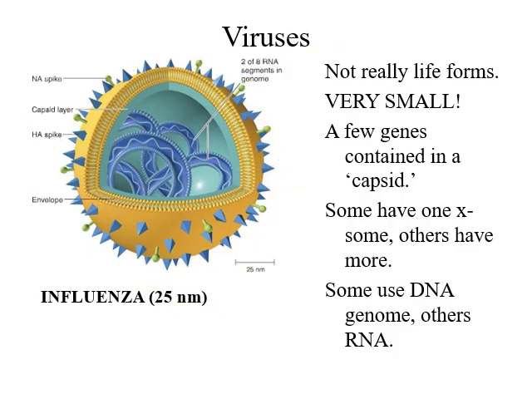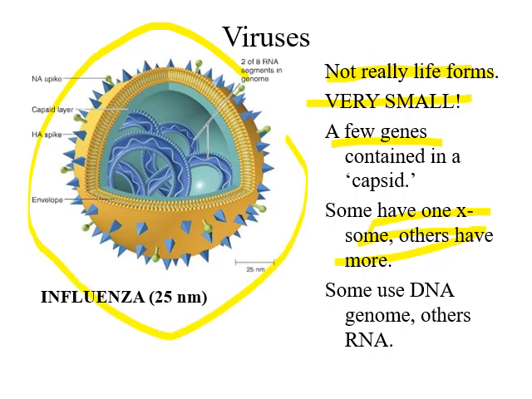Okay, so viruses are not really forms of life. They're just a few genes contained in a capsid. They are very small, in the nanometer range. They contain only a few genes generally in the capsid. Some of them have one chromosome, right, and others have more. So influenza is an example of a virus that has several chromosomes. That causes some problems, as you'll see when we discuss the influenza virus.